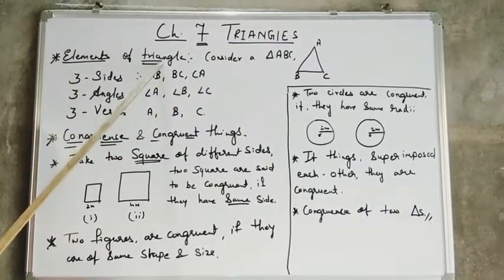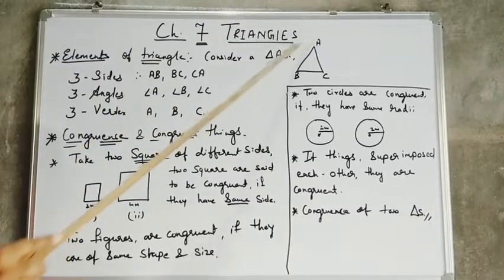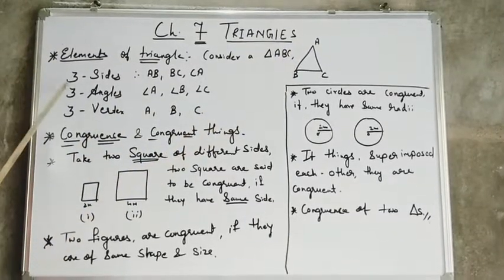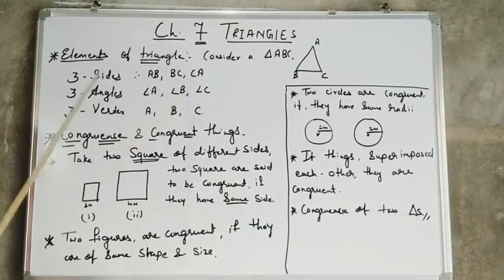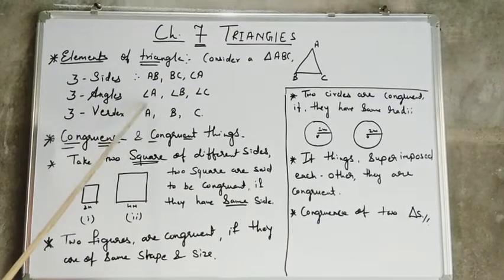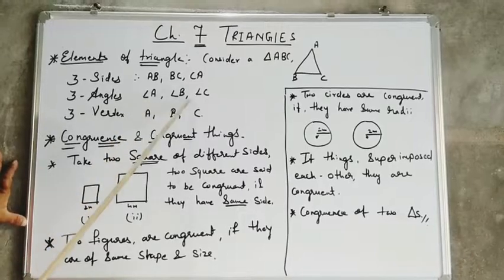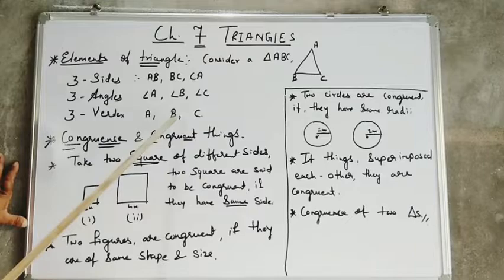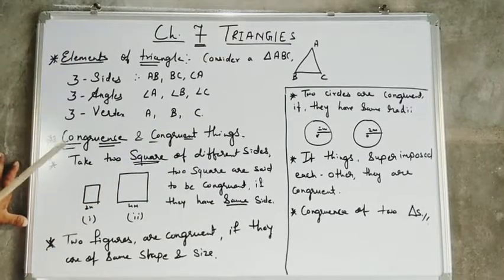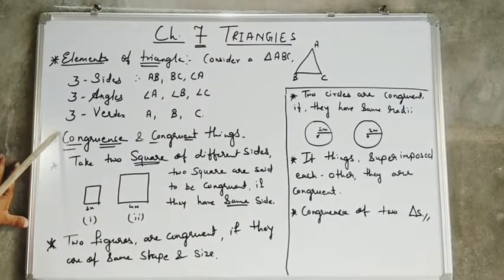So, elements of a triangle. Consider a triangle ABC. It has three sides, AB, BC, CA, three angles, angle A, angle B, angle C, and three vertices, A, B and C. These are the 9 elements of a triangle.